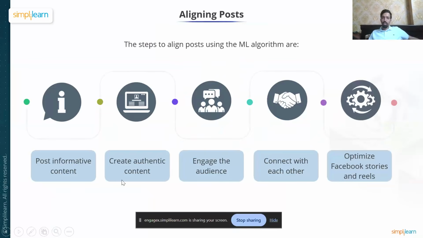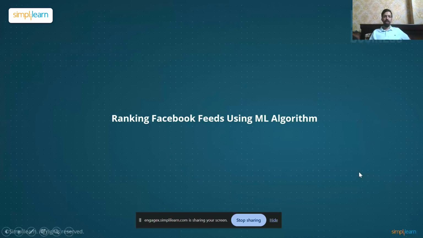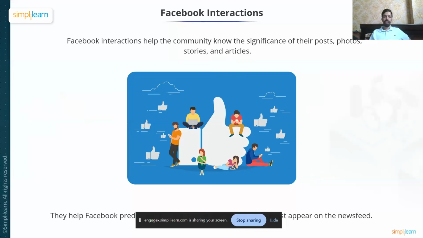Okay, so what type of post can you do? Informative, authentic, engaging the audience, and it should definitely connect with each other. See, the moment you create something, you should like it first. That is very important. If you don't like it and still you're posting it, then it will never work out. First should be your like. So optimizing your reels and all, so ranking, ML algorithm.